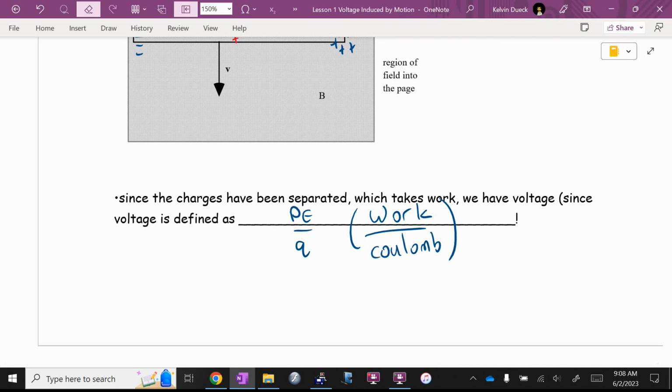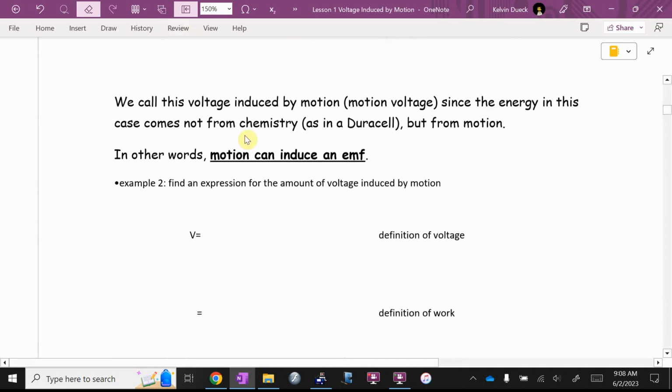Okay. In fact, you would feel a force resisting you because you get nothing for free. Otherwise, that would violate the conservation of energy. It would feel strange as you were pulling this bar through the magnetic field. You would feel a tug in the opposite direction. We call this voltage induced by motion, motion voltage, or induced by motion voltage. Induced voltage, because the energy, Emily, in this case, comes not from the chemical reaction like in a Duracell battery, but from motion. In other words, movement, motion, can induce an EMF, a voltage.